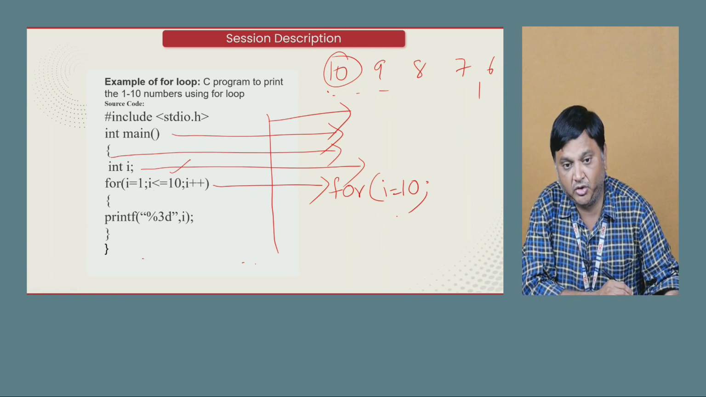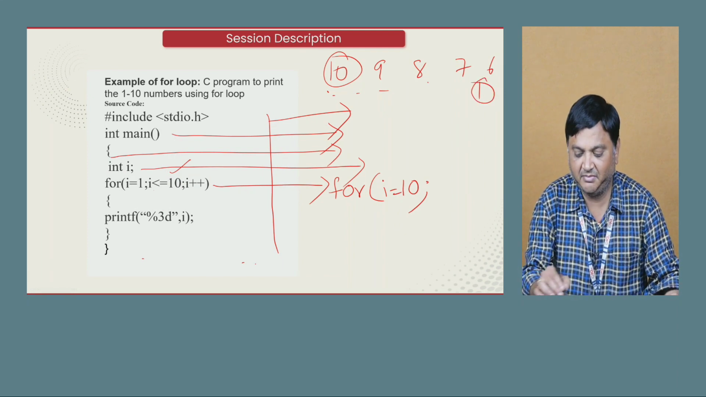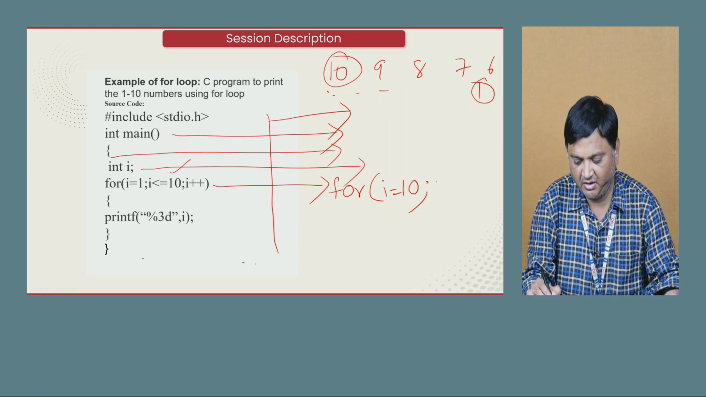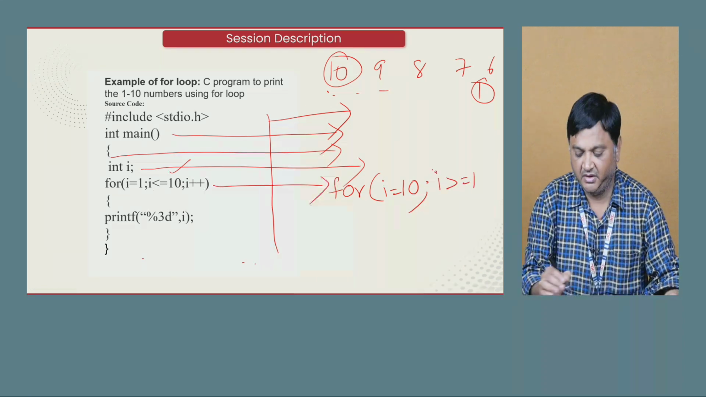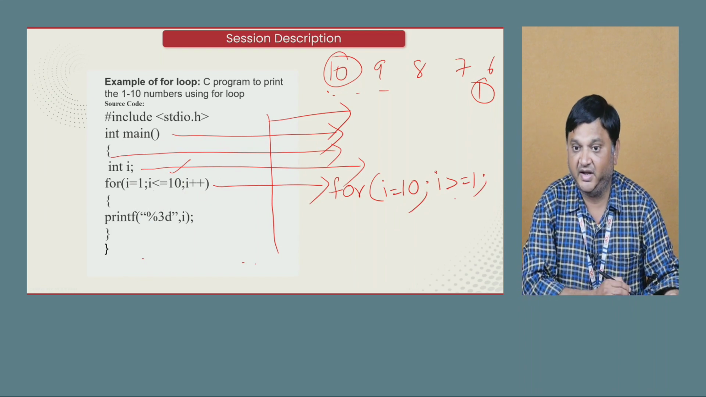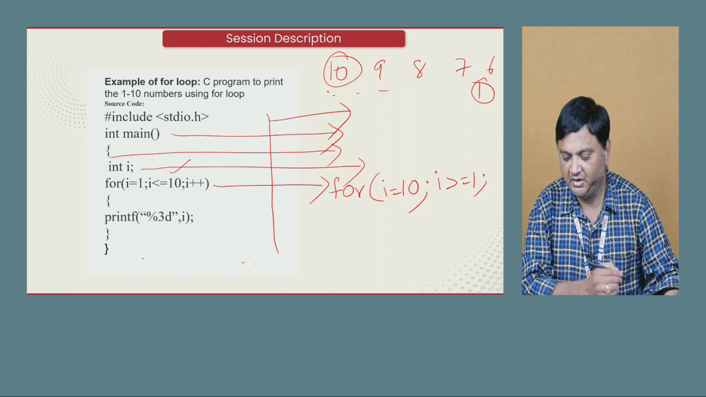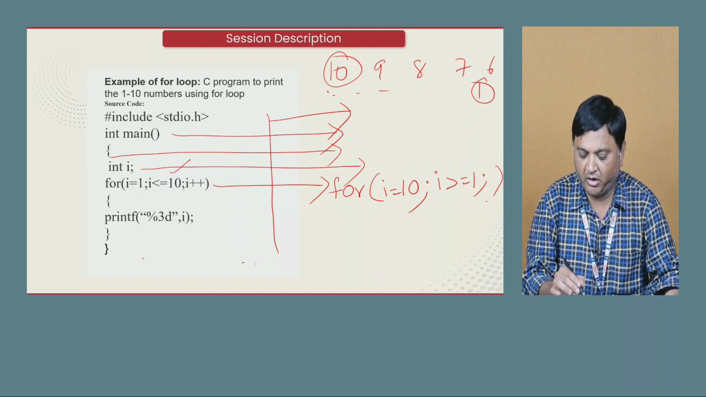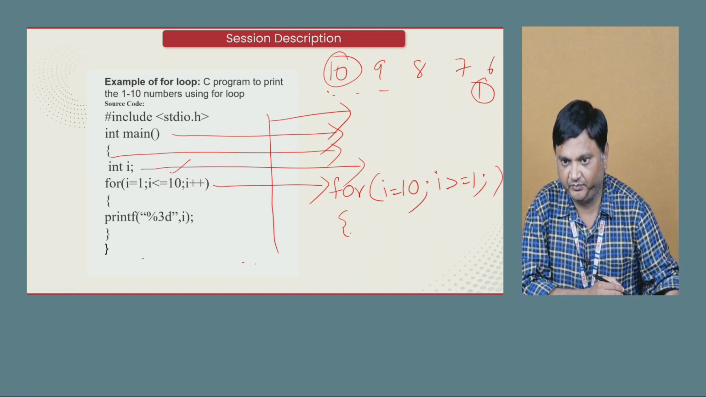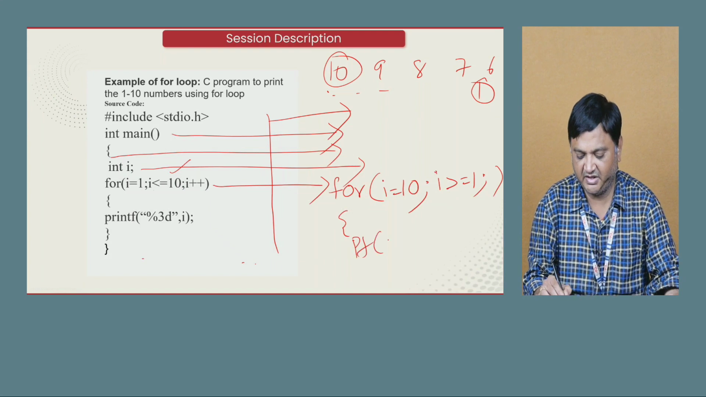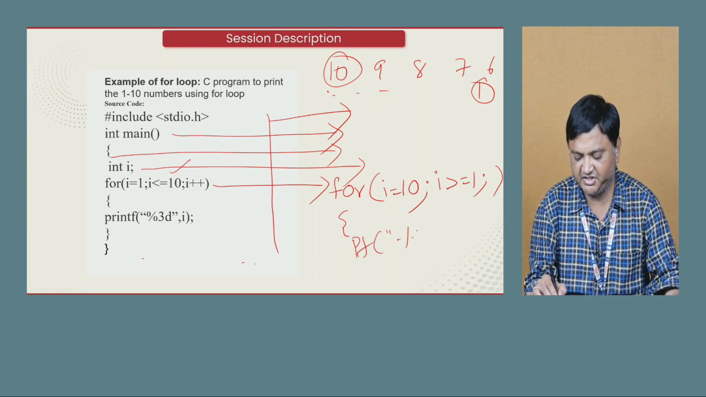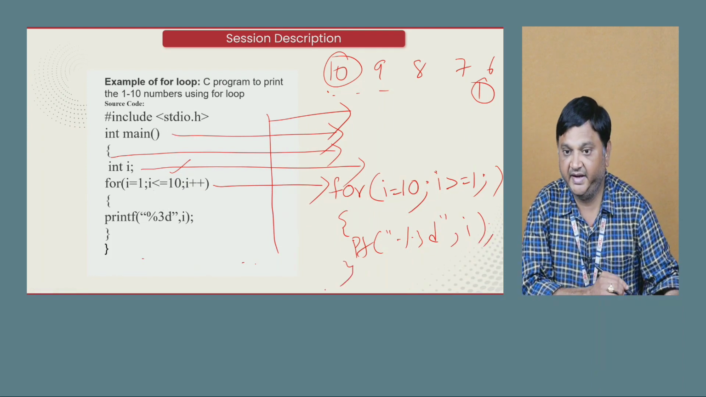Up to which number did I tell you to print? What is the last number to be printed? 1. So i >= 1 is my condition. Now tell me, my dear students, will I write an increment or a decrement? I'll leave it for you. Afterwards, you tell me what I have to write, right? printf, as usual, %3d. You know the importance of %3d, comma i. This is the way you print 10 to 1 numbers.